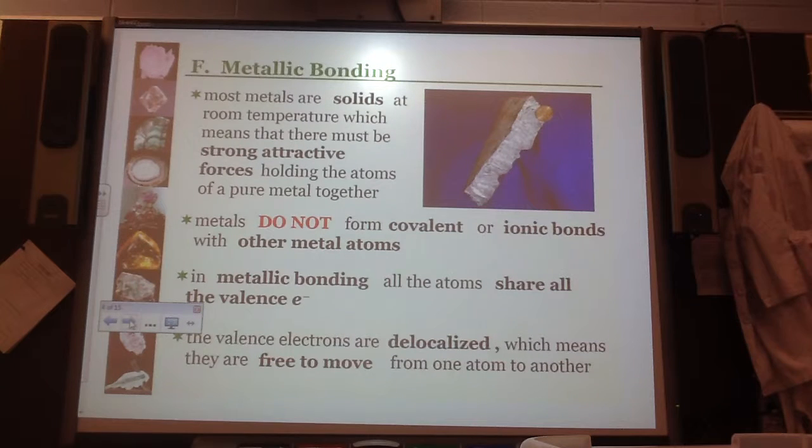In metallic bonding, all the atoms share all the valence electrons. So what we say then is that the valence electrons are delocalized, which means they are free to move from one atom to another.